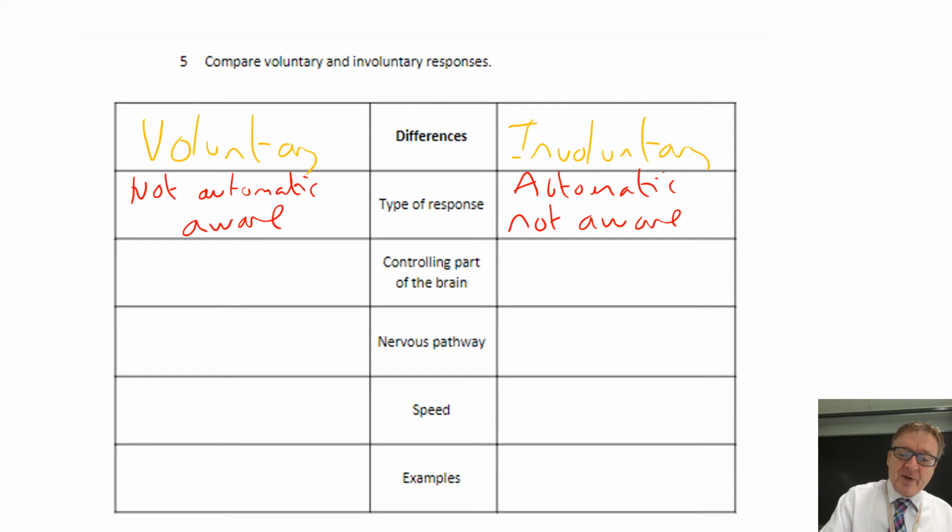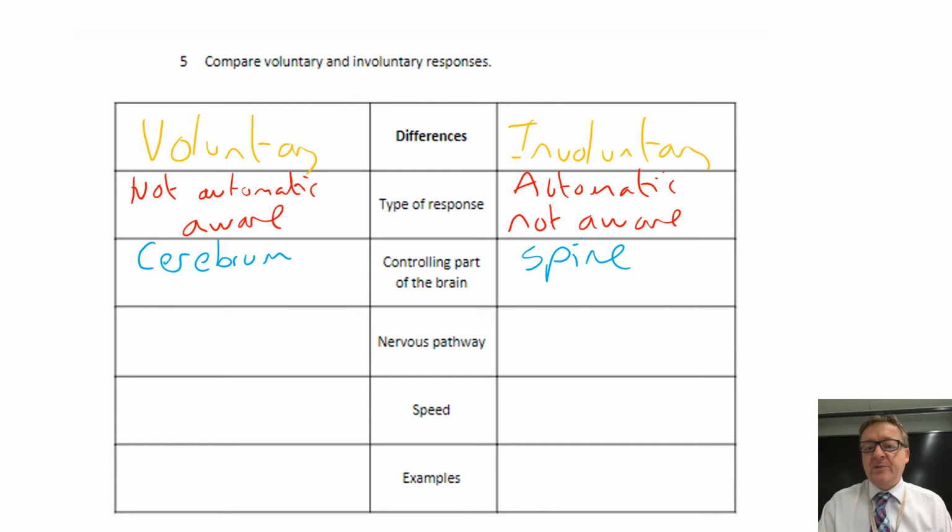Now, parts of the brain. The controlling part of the brain for the voluntary is the cerebrum. Okay, if you write down that it's controlled by the brain, then you'd be getting away with that. Cerebrum is more your triple science part. The controlling part of the brain for involuntary is the spine, but for triple science, it's the medulla oblongata.